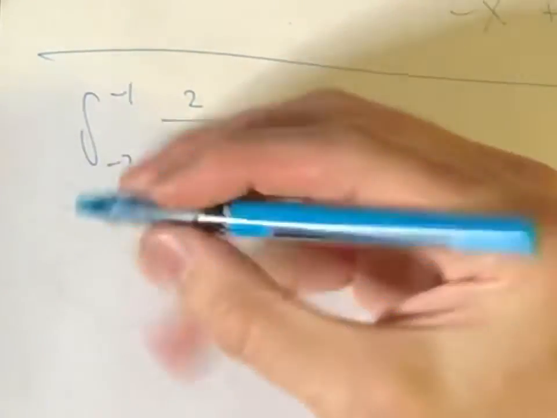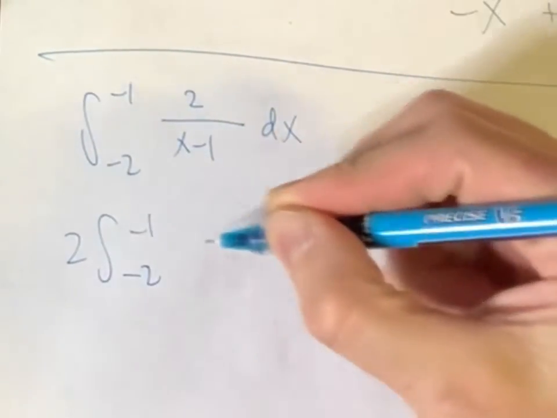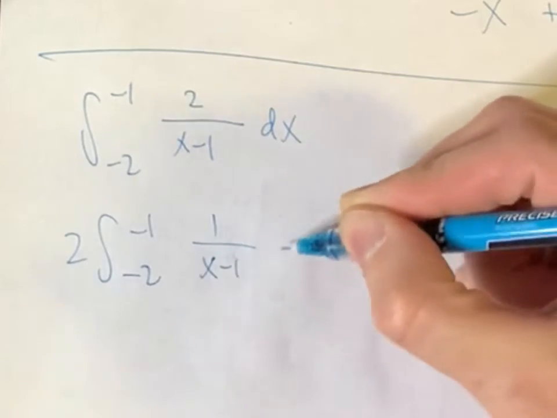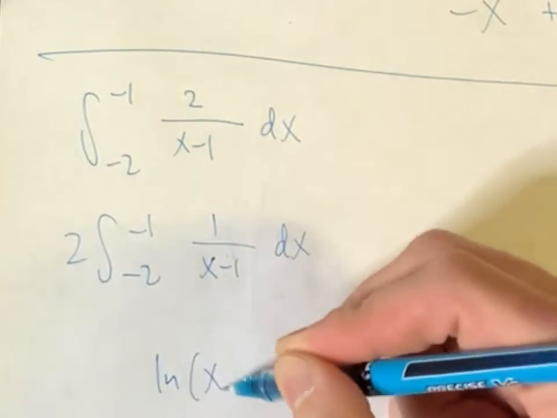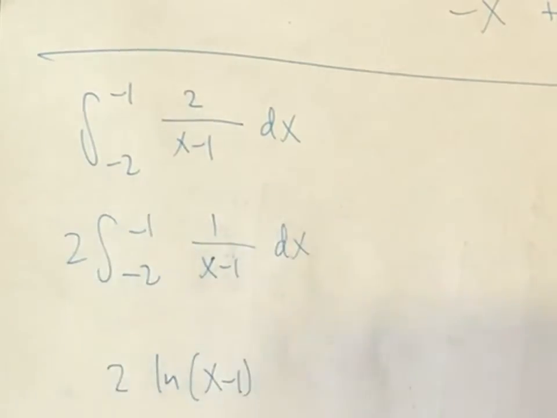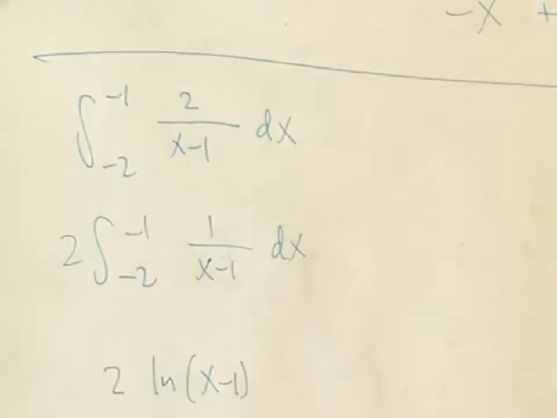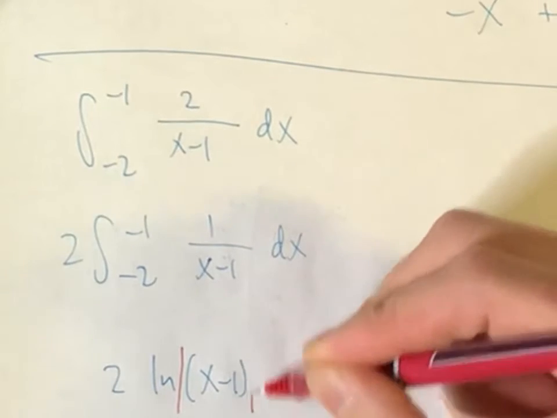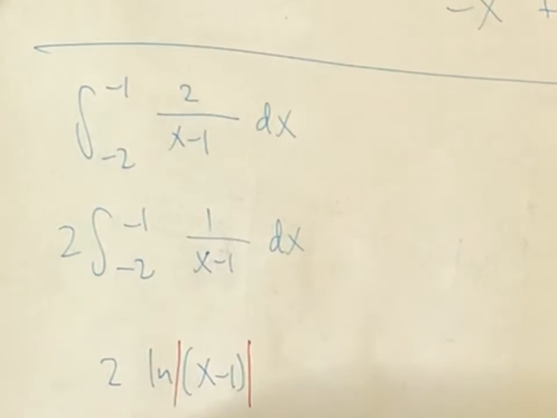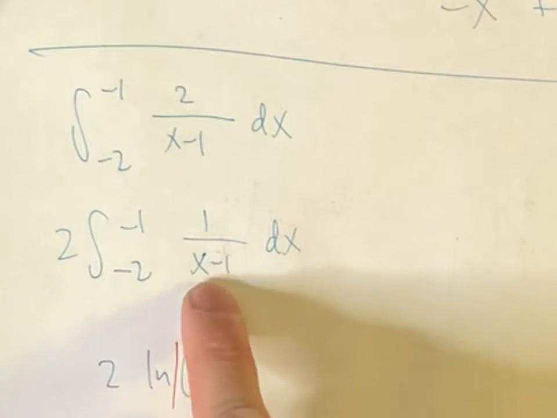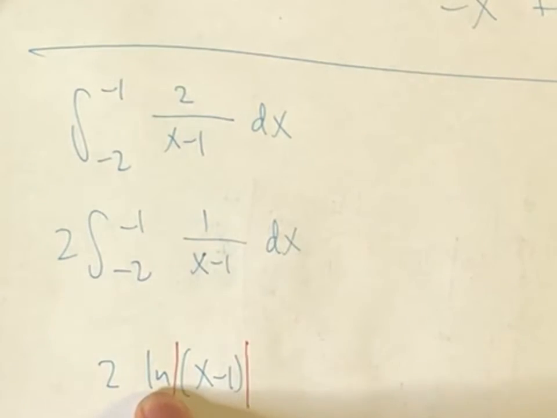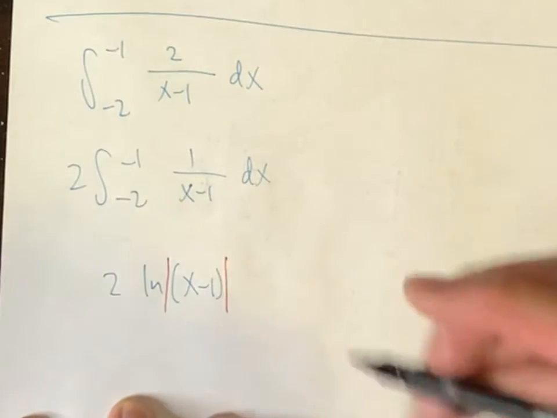So let's take a look here at number 5, I think that is. So why don't we put the 2 in the front, and then notice that this is actually gonna be a natural log. So we're gonna have 2 times natural log of x minus 1. But anytime you go natural log, you wanna use absolute values to ensure that you don't natural log a negative quantity. So again, remember that the derivative of natural log is 1 over this, which is why the antiderivative of that is natural log of that. And the 2 just goes along for the ride.